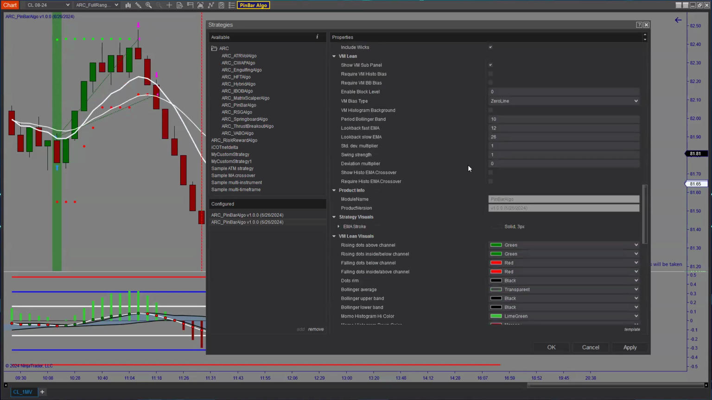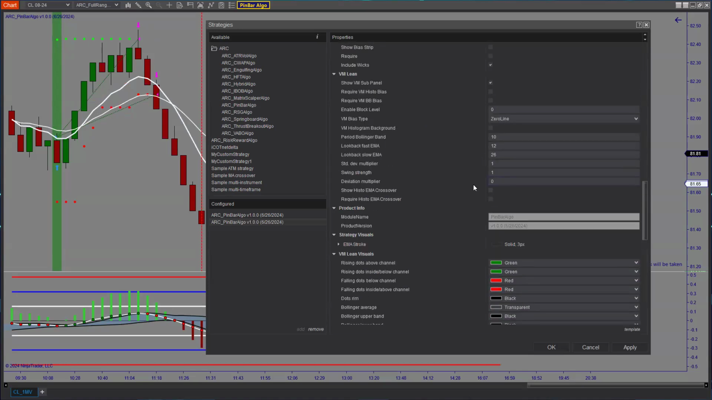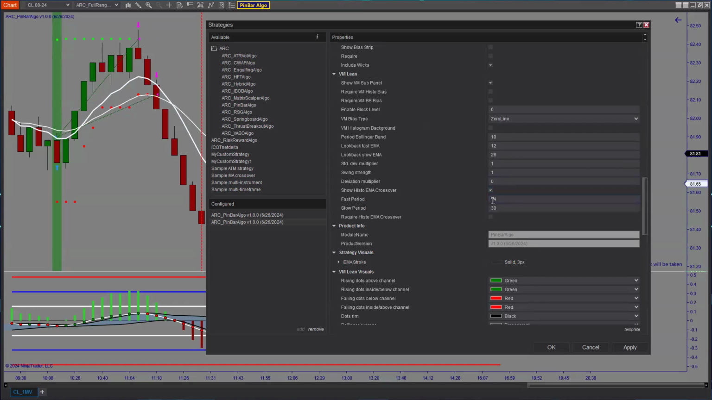Good stuff. On the VM, you can require EMA crossovers. And you can flip these numbers. And what that's going to do is same concept. If the 9 was below the, say, the 20, and it's down like that, it's going to trade longs instead of short. Cool.